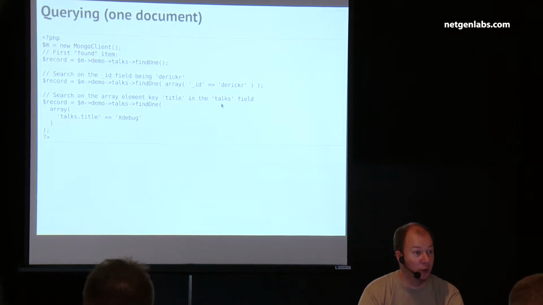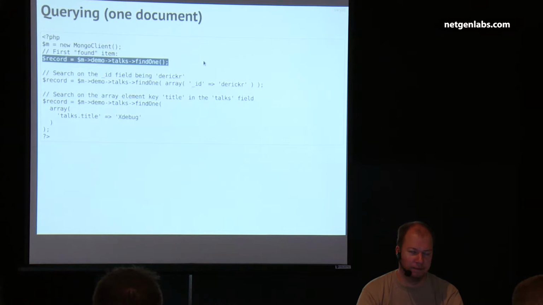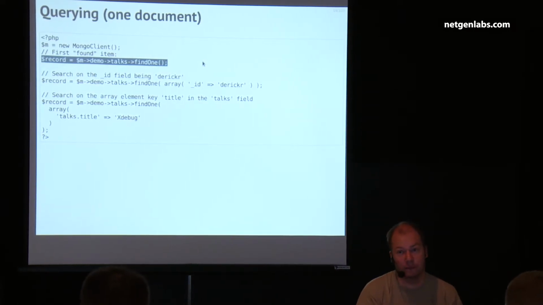So find one returns you one document. If you do find one without any arguments, you'll get the first document in your collection. But that doesn't necessarily mean the first inserted document in your collection, by the way. It's just like MySQL. There's no inherent order unless you sort.